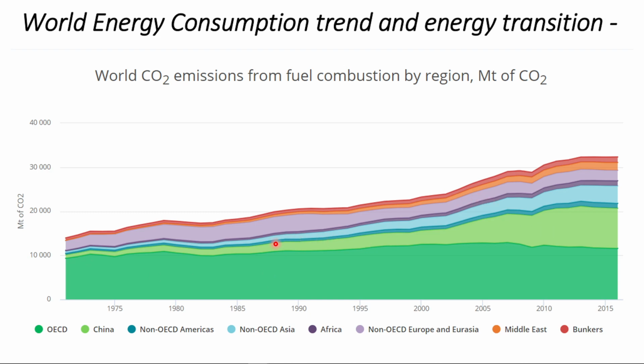I want you to focus on this lime color here, that is China. Notice where the rapid growth is coming from. From 1970 on, China is the most populous country in the world, and yet it didn't really expand its emission until the 2000s. But once it started expanding, you can see that China is now by far the number one polluter of CO2 emission in the world.